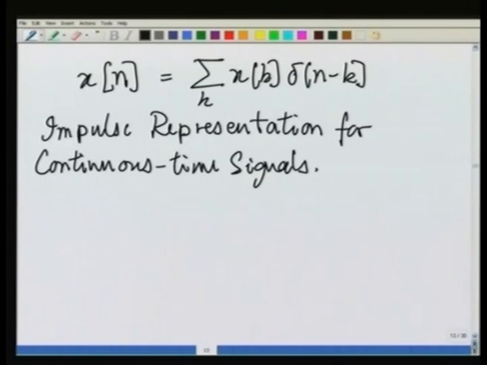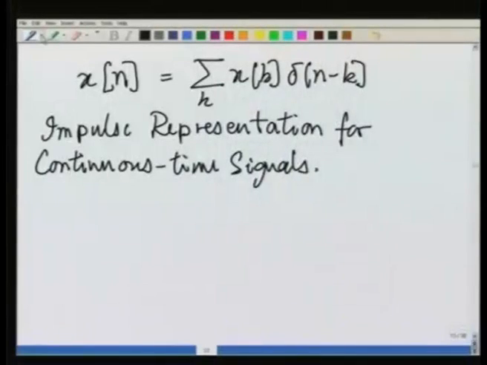Let us try a crude approach. The crude approach would be to get a very coarse approximate representation for a continuous time signal to begin with. So, in order to do this, let us first take a graph of a continuous time signal, and see what we can do with it. So, here goes.